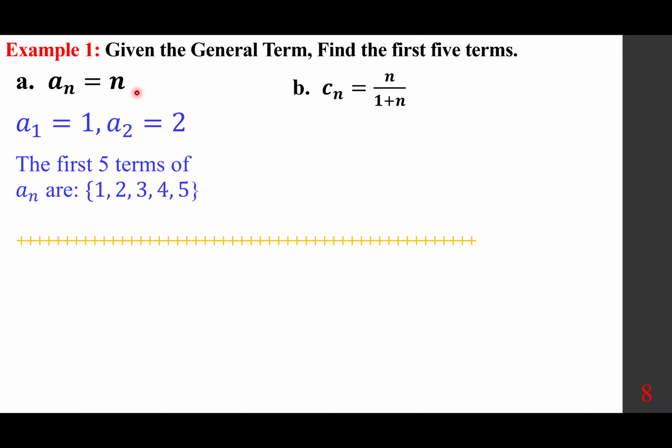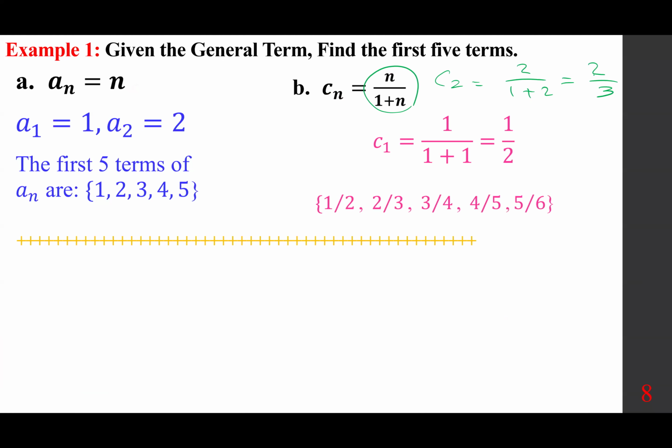C sub n is n over 1 plus n. So if I want the first one, I put 1 here, I put 1 here, I put 1 here, and I get 1/2. If I want C sub 2, according to this formula, I put 2 here, 1 plus 2, and I get 2/3. And I'm going to assume you can figure out the rest of it.